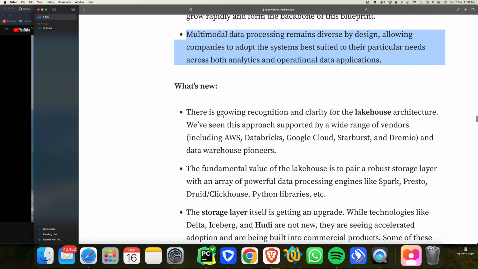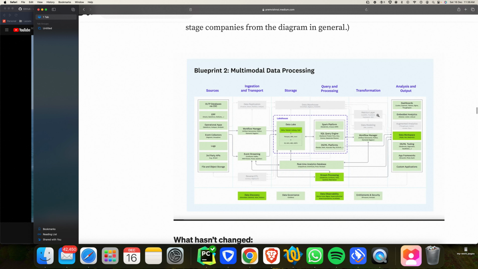What's new? There is a growing recognition of the lakehouse. So where is the lakehouse? Lakehouse. This is the lakehouse. So it's growing.